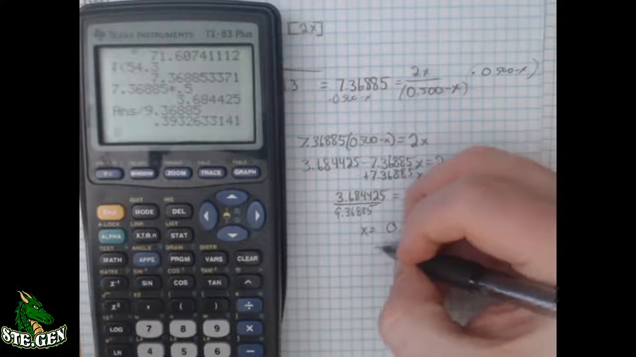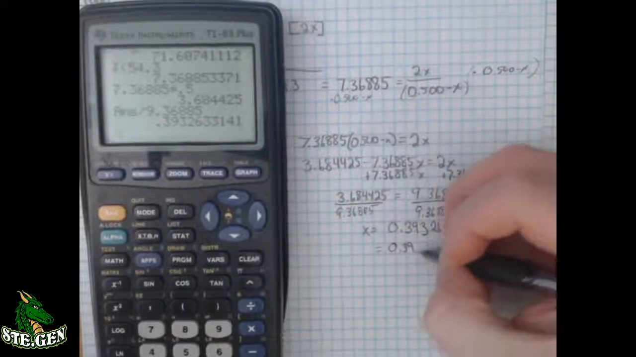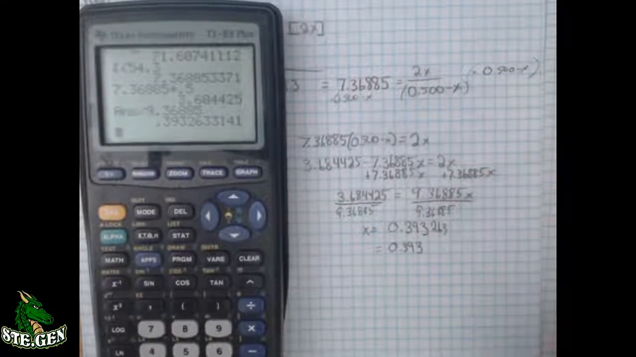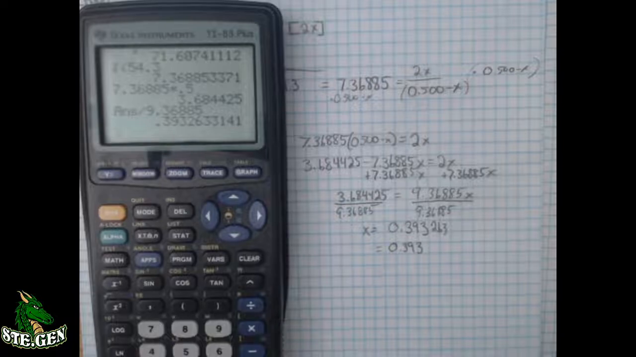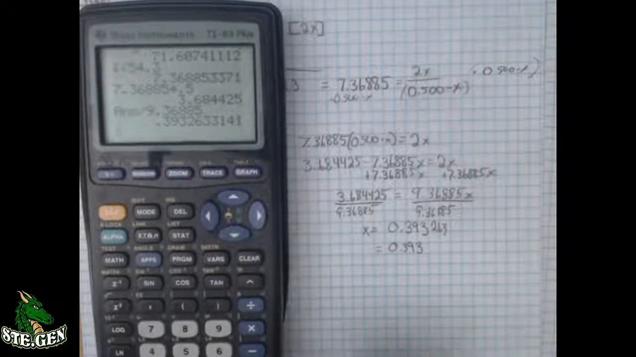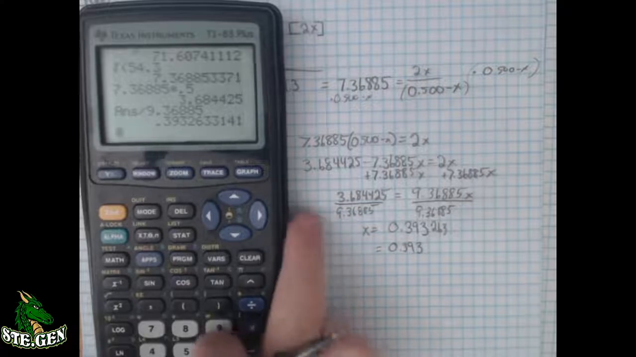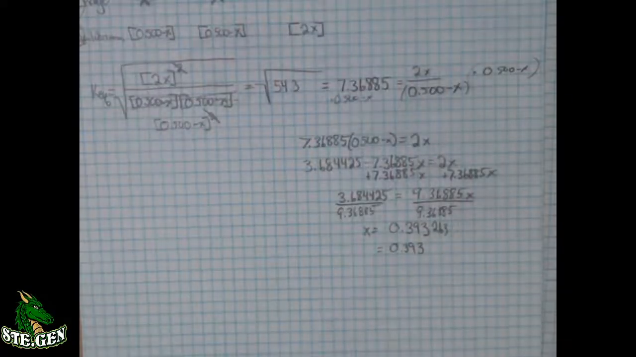So this is 0.393. Now, the real place that can trip people up with this is you might see this and go, okay, well, we're done. We just solved for x. But you didn't solve the question.